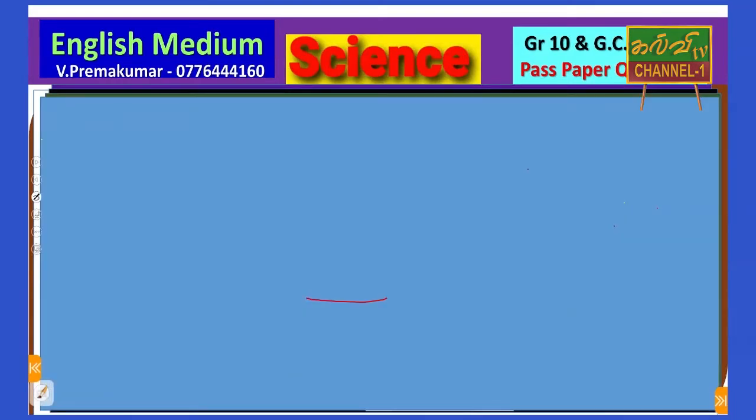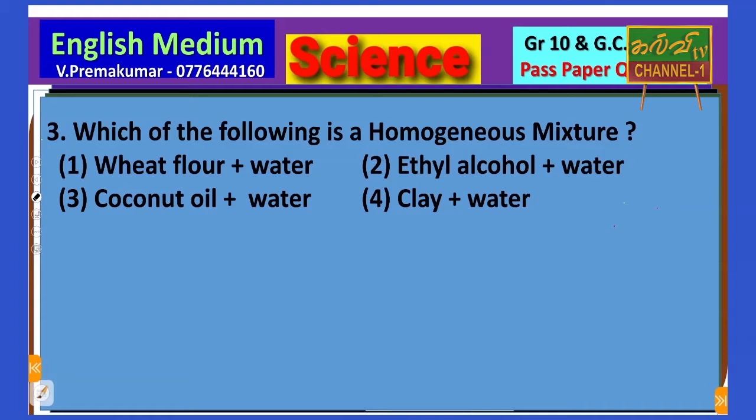Okay. Now we will come to the question and answer. This is the question. Students, now you can identify: wheat flour and water, heterogeneous. Coconut oil and water, heterogeneous. Ethyl alcohol and water, that is homogeneous. And clay and water, heterogeneous. Right?